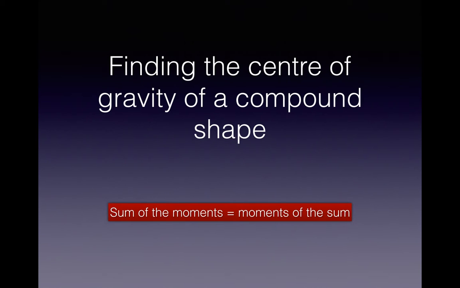Now, how we're going to represent that is on the left-hand side, we'll have mass by distance, plus mass by distance, plus mass by distance, plus mass by distance, depending on how many shapes we have. And on the right, we will have the total mass of the system multiplied by the distance between the axis and the centre of gravity. And it's typically that distance between the axis and the centre of gravity that we're looking for.